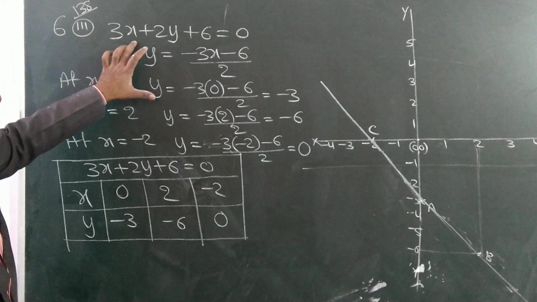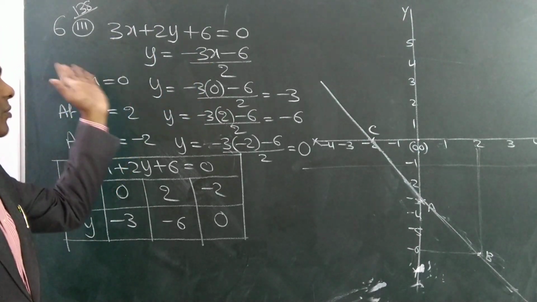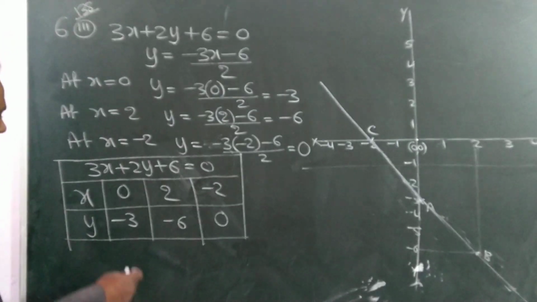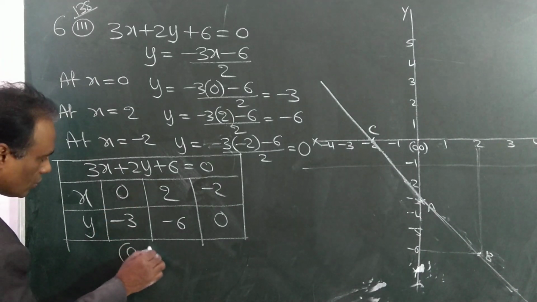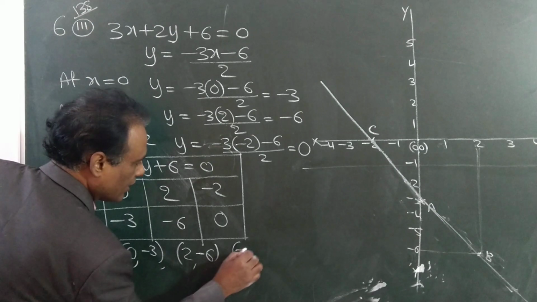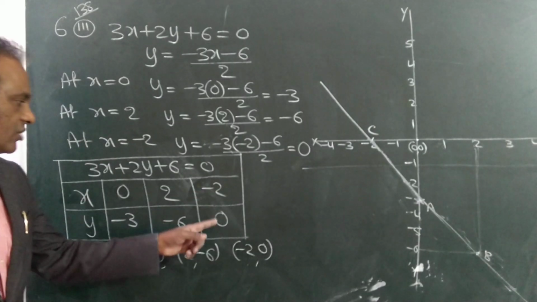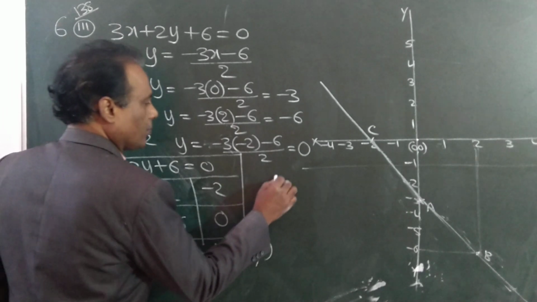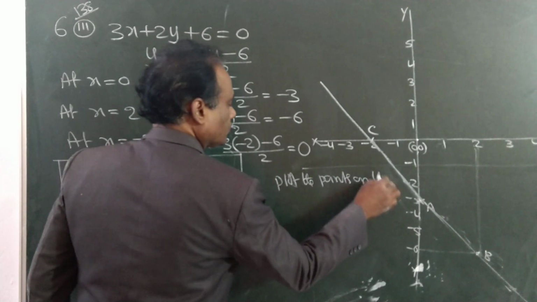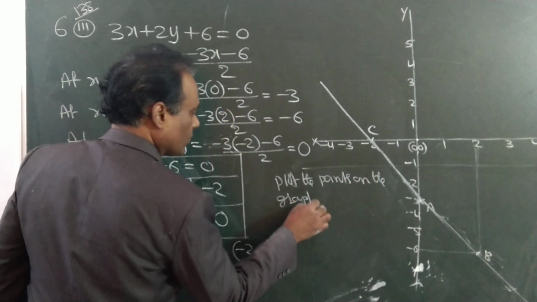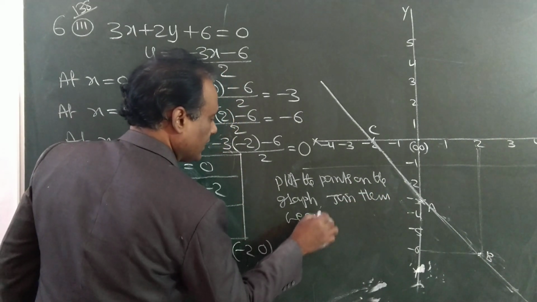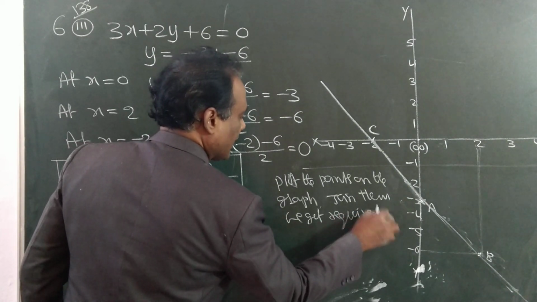First take the equation. You can write like this, or directly you can substitute like previously what you used to do. Then write down the table. The points are: x value 0, y value minus 3; x value 2, y value minus 6; x value minus 2, y value 0. So then plot the points on the graph. Join them, we get the required straight line.